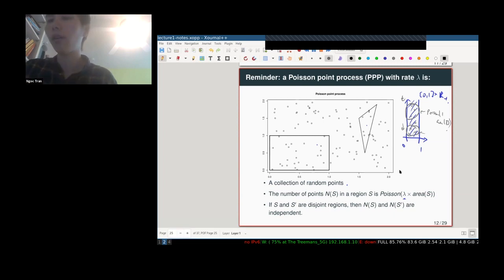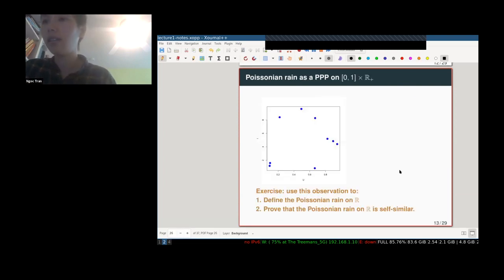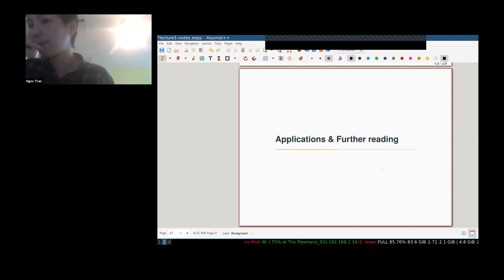I think this is a great exercise. If you're interested in this, you can use this formal description to prove very rigorously how to define this random fractal on all of R and to prove that this process is self-similar.